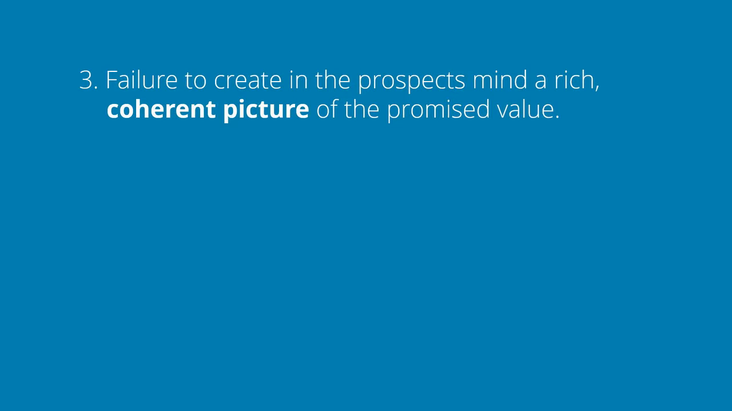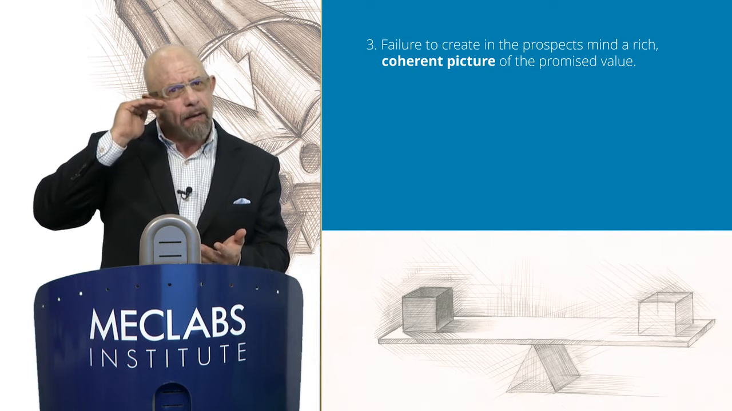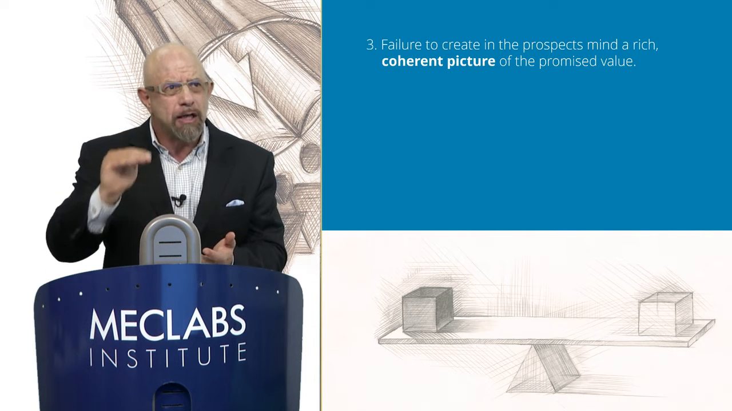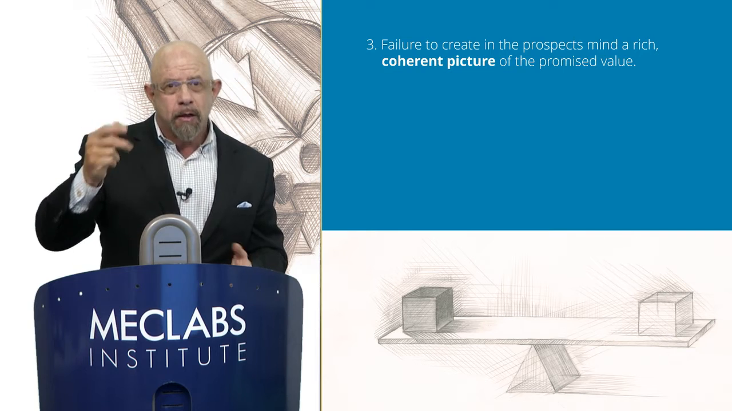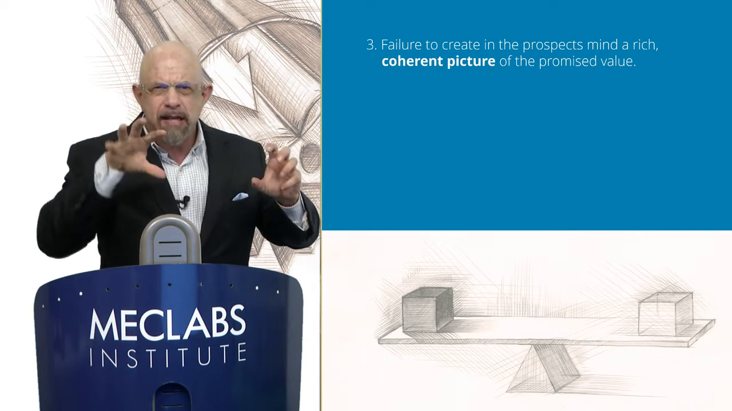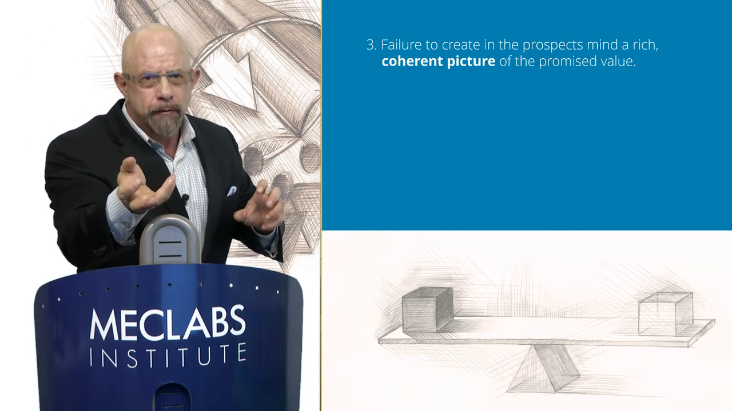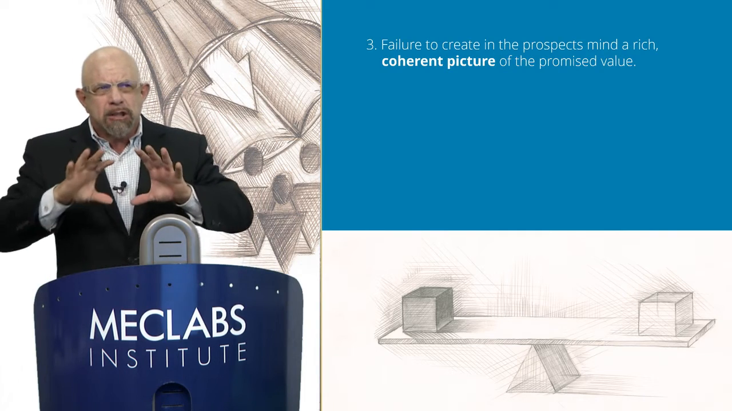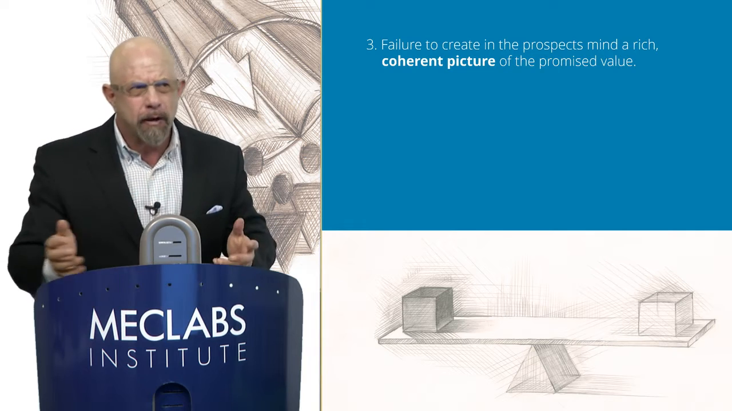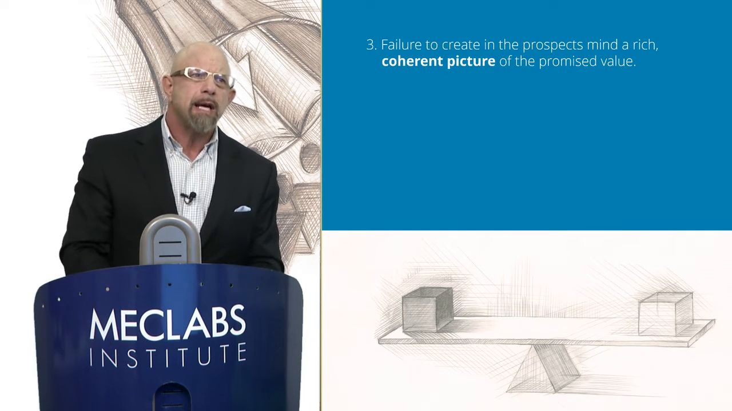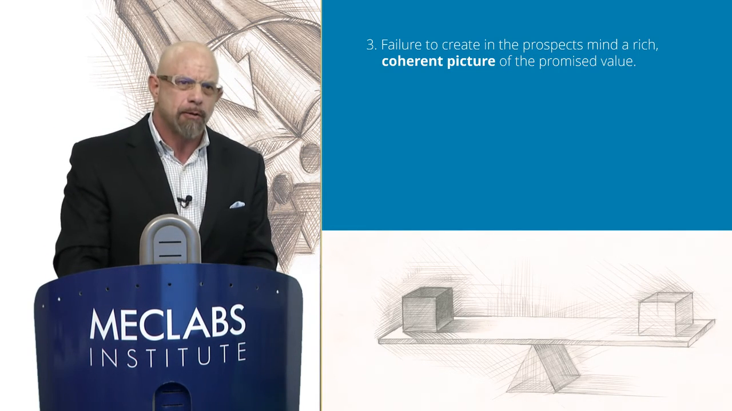So how are we failing? What do we need to see to protect ourselves from diminishing returns in our lead gen campaigns? We've talked about two items thus far: the fulcrum and understanding how to see your lead gen device through the fulcrum. And then we've touched a second point that helps us understand what we have to do once we get that picture. And the third one is the failure to create in the prospect's mind a rich, coherent picture.